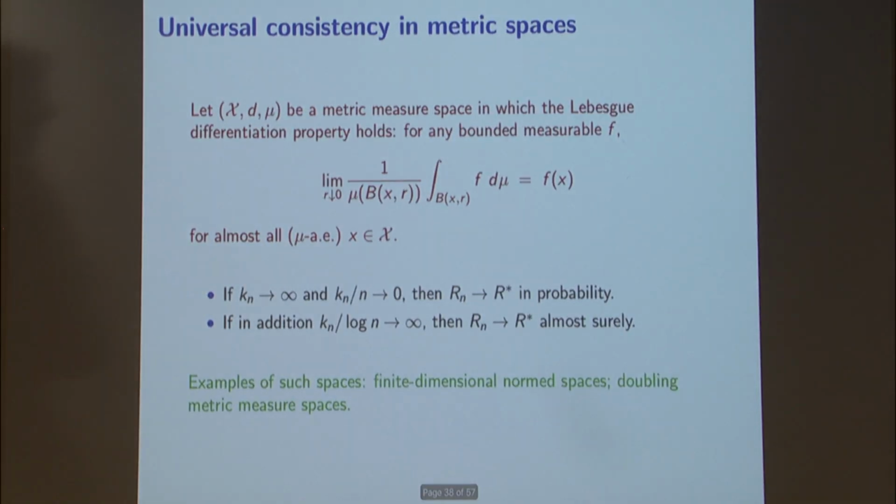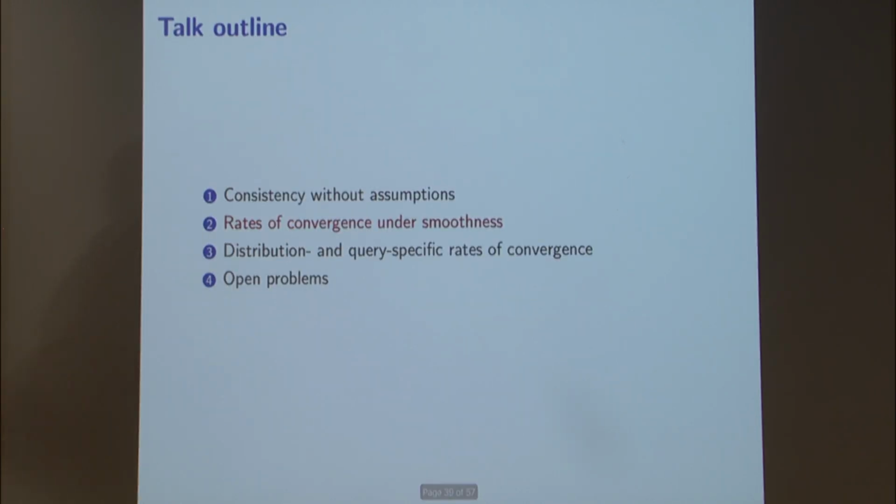And so that was... Okay, I don't personally have a clear sense of when those conditions hold. I know sometimes it holds, sometimes it doesn't, but for example, it holds in any doubling metric measure space. Okay, in spaces where, as you look at a ball and you double the radius of the ball, the measure goes up by at most a constant factor. So this is a more general approach to consistency. So that was the first set of results about consistency. Any questions about that?